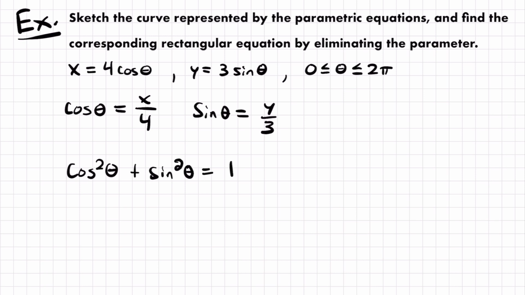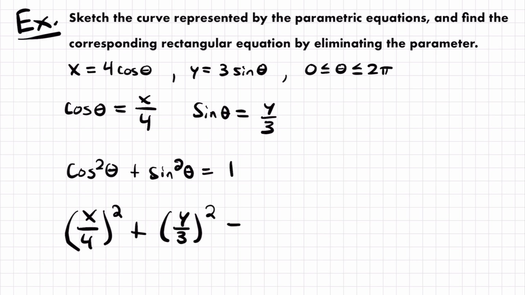All right, so what we can do to convert these two parametric equations into a rectangular equation is use this Pythagorean identity. We can replace cosine squared theta with this expression, but squared, because if this is cosine theta, then cosine squared theta would be this fraction squared. And we can replace sine squared theta with this fraction squared. So if we do that, we will have x divided by 4 squared plus y divided by 3 squared. And that will be equal to 1.